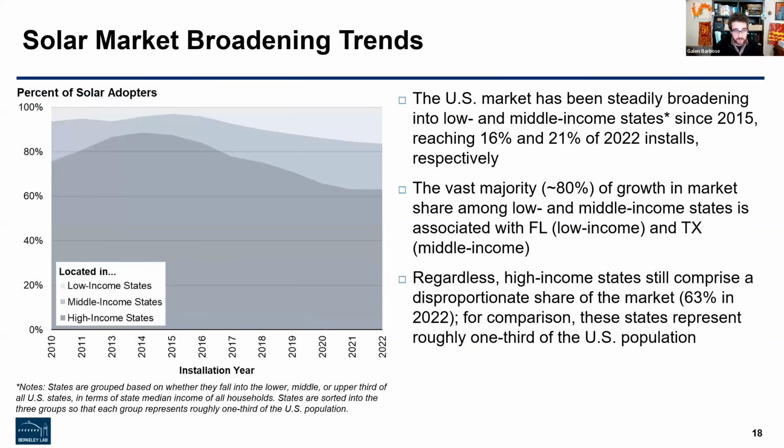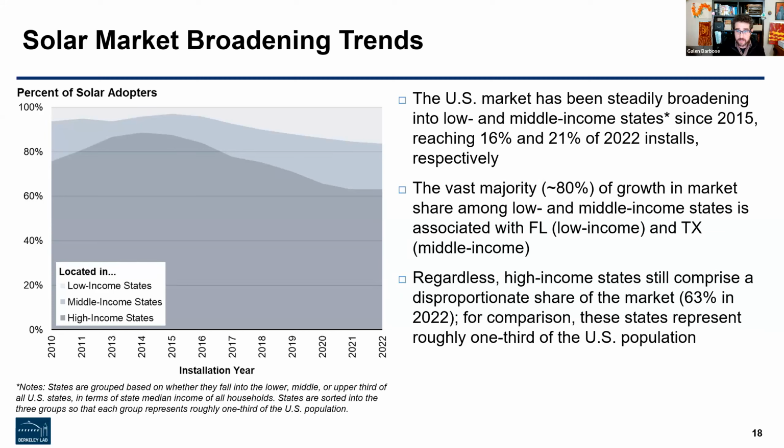So this chart here addresses that broadening dynamic that I mentioned. All we're showing here is that we're dividing up the sample into three different groups of states: low income states, middle income, and high income states. And basically the overall US population is evenly divided among those three groups. You can see that there's been a steady growth in the share of low and middle income states over time. Most of that is Florida and Texas.